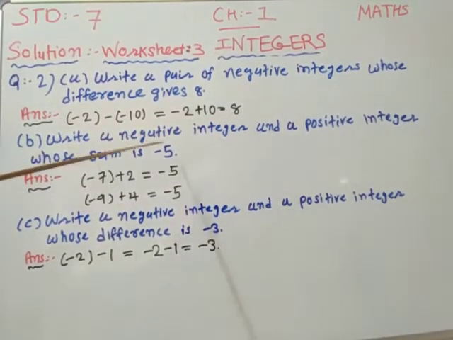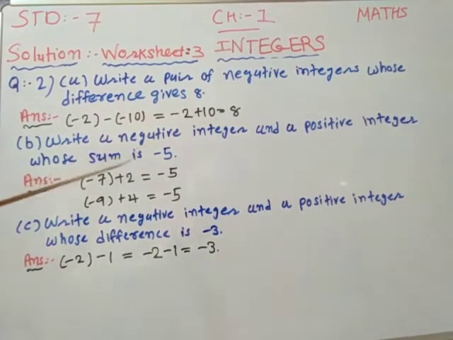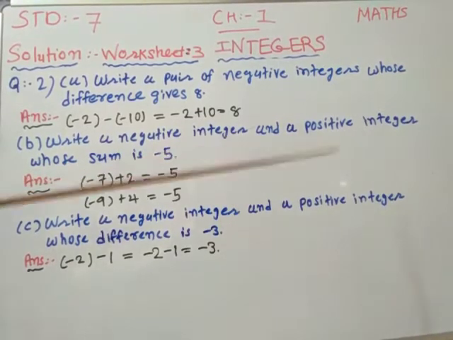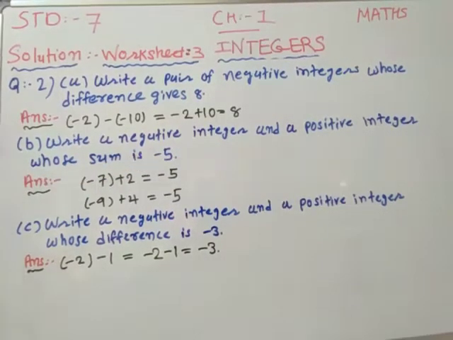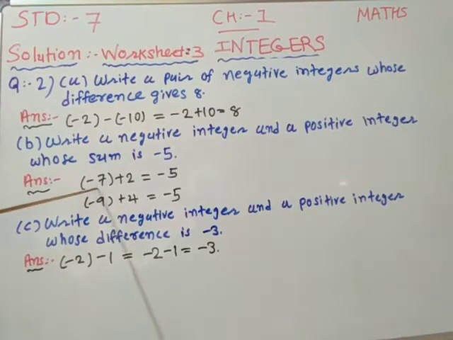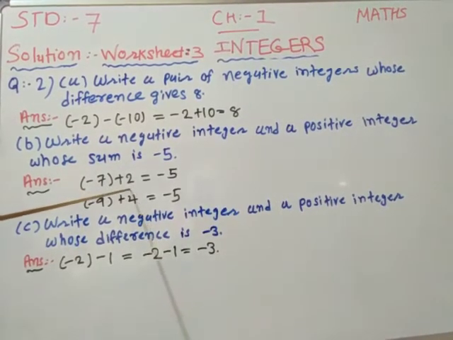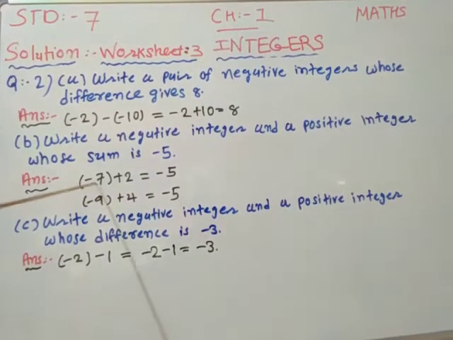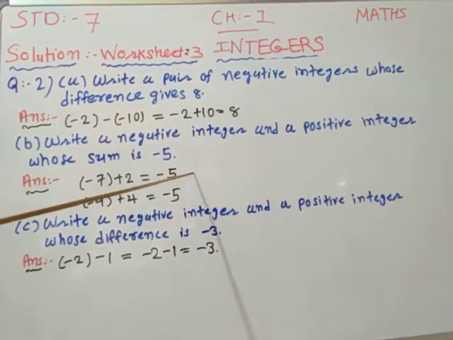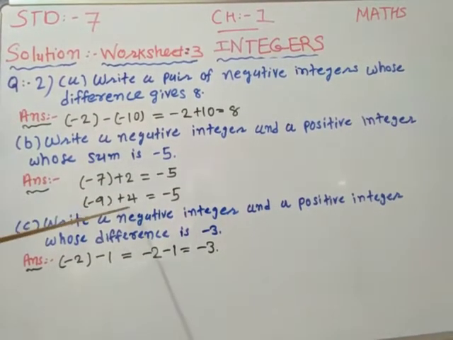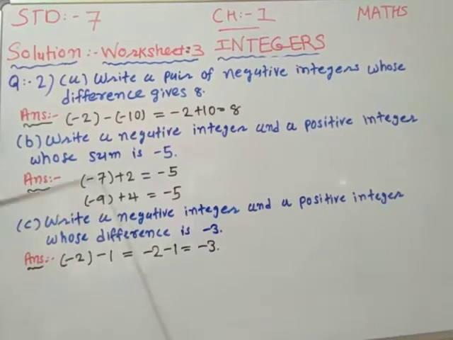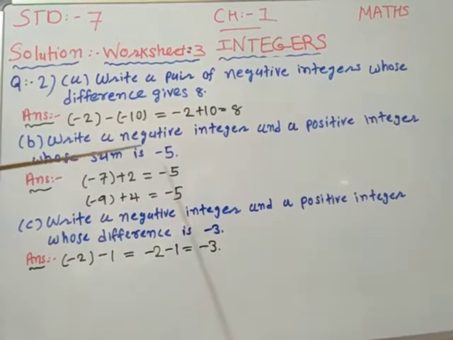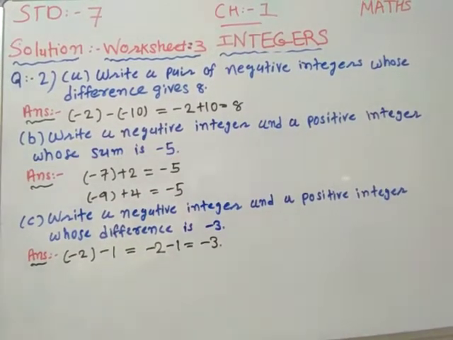Now B. Write a negative integer and a positive integer whose sum is minus 5. Here we have to take one negative integer and one positive integer and do the addition. So minus 7 is a negative integer, 2 is a positive integer. Addition of minus 7 plus 2: minus plus, the sign will be of the bigger digit, so it's minus 5. Let's take another example. Minus 9 plus 4: the sign will be of the bigger digit, so minus 5. You can write any example, but the main thing is one is negative, one is positive, and do the addition of that.